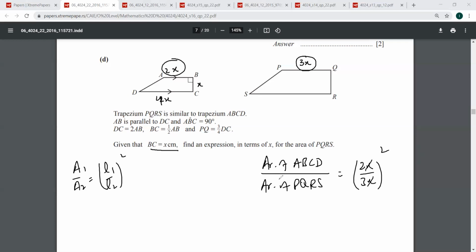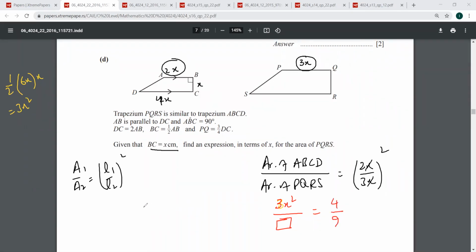Now we can find the area of ABCD. Let me find it here on the side. That is going to be half into the sum of the parallel sides because it's a trapezium. So 2x plus 4x is going to be 6x, and into the height that is x. So this is going to be 3x squared. Sorry, let me write this with that. This is 3x squared over this area that we have to find, that is equal to 4 over 9.